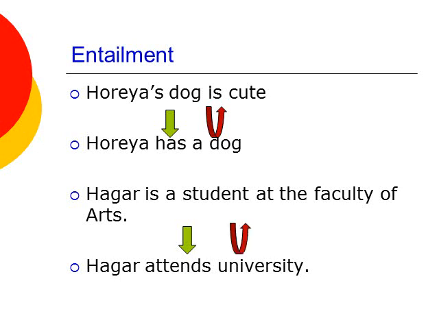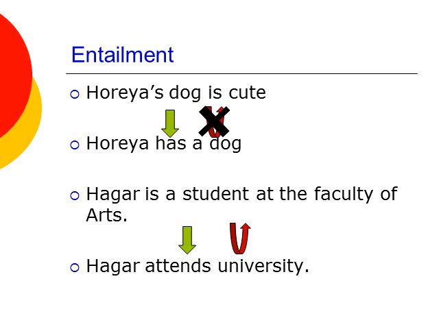Again, if "Hagar attends university" is true, does this mean that the sentence "Hagar is a student at the Faculty of Arts" is true? The answer is no. "Horiya has a dog" does not entail that Horiya's dog is cute. Maybe she has a dog, but maybe her dog is not cute.